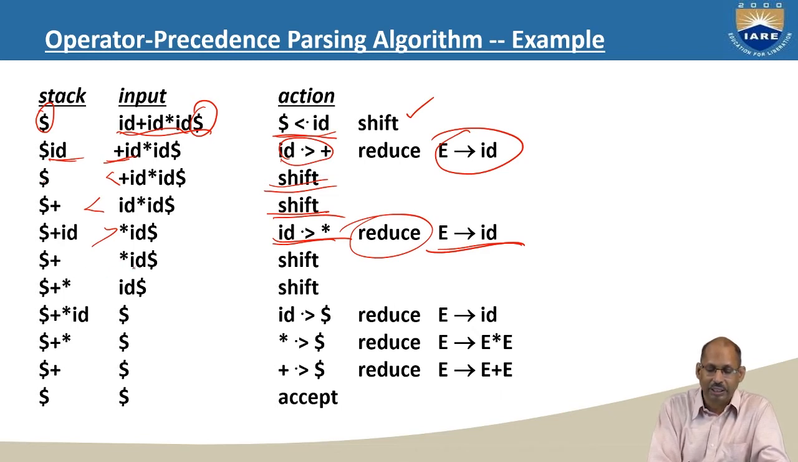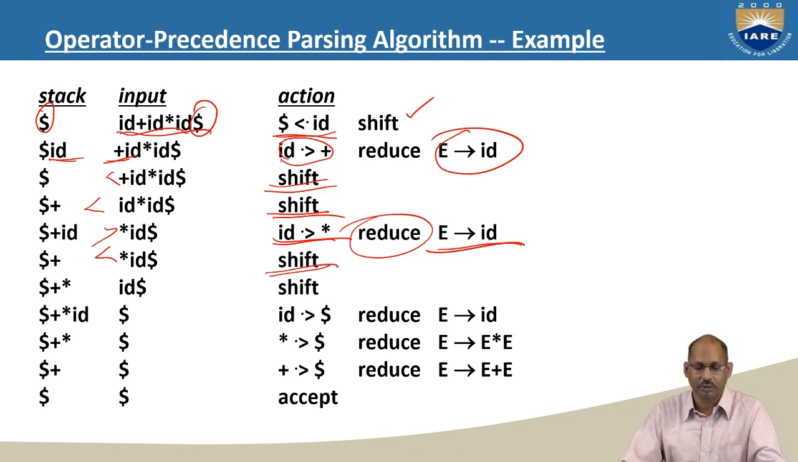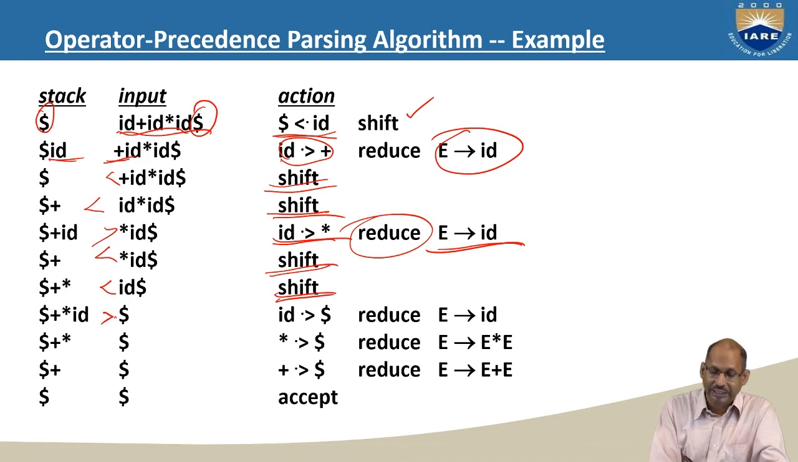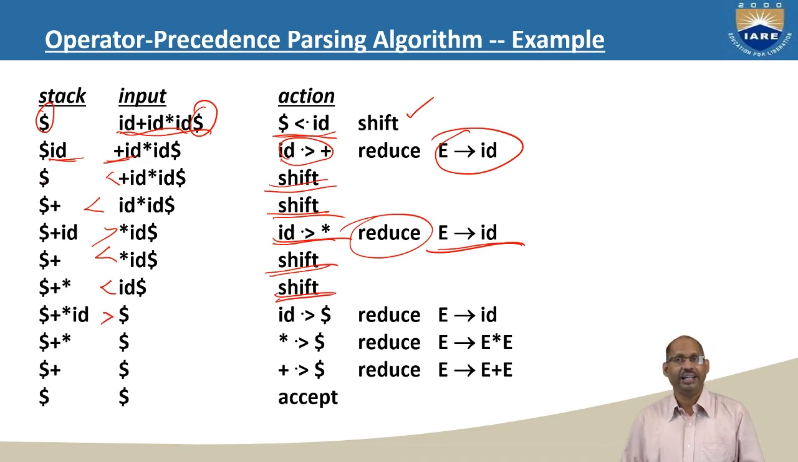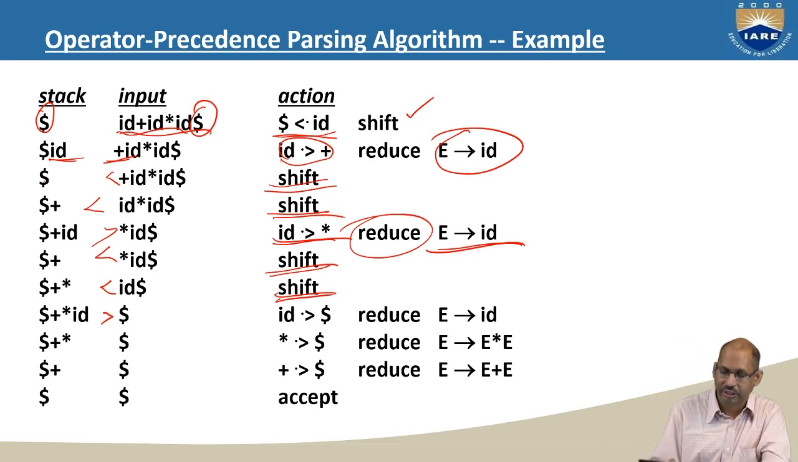Plus and multiplication. So plus has less precedence than multiplication. Simply perform shift action. Then multiplication is less than ID. So simply perform shift action. Then ID is greater than dollar sign.